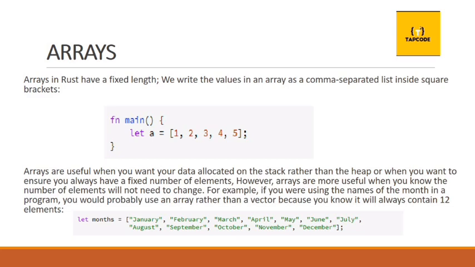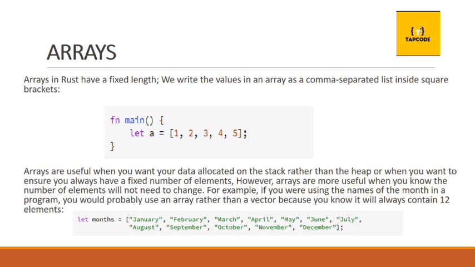Arrays are useful when you want your data allocated on the stack rather than the heap, or when you want to ensure you always have a fixed number of elements. However, arrays are more useful when you know the number of elements you don't need to change. For example, if you are using the names of the months in a program, you probably use an array rather than a vector, because you know it will always contain 12 elements, which is 100% sure.